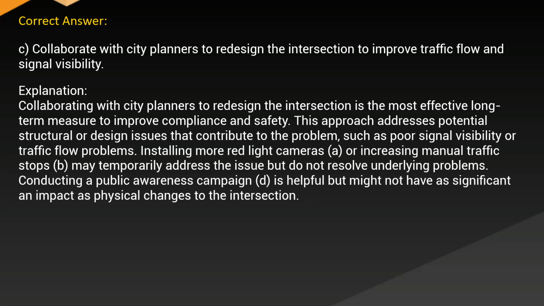This approach addresses potential structural or design issues that contribute to the problem, such as poor signal visibility or traffic flow problems. Installing more red light cameras, A, or increasing manual traffic stops, B, may temporarily address the issue but do not resolve underlying problems. Conducting a public awareness campaign, D, is helpful but might not have as significant an impact as physical changes to the intersection.